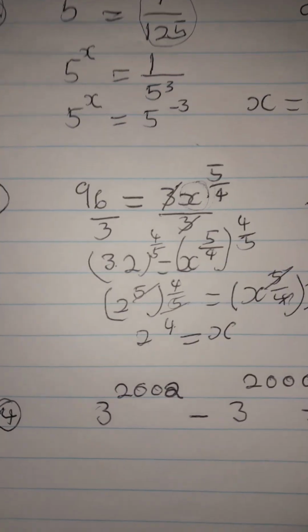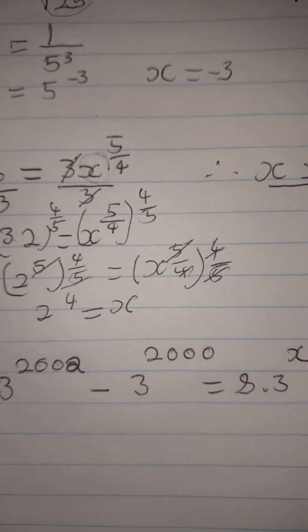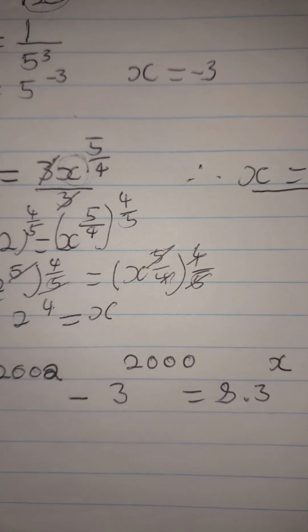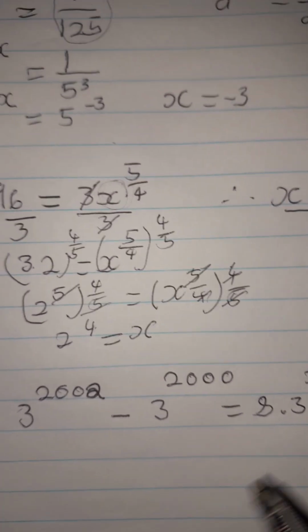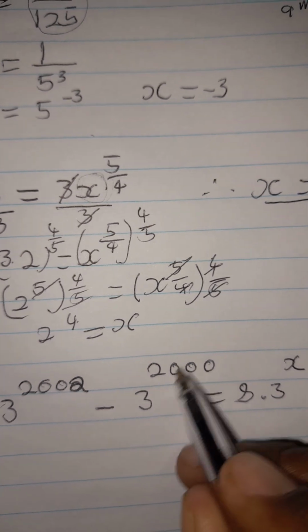Right. So let's take a look at number 4. Number 4 may seem tedious because of 2002 and 2000 and so on. Don't be afraid of this. First thing, look for a common factor. What is common? You can see that when we split 2002, we still have 2000.